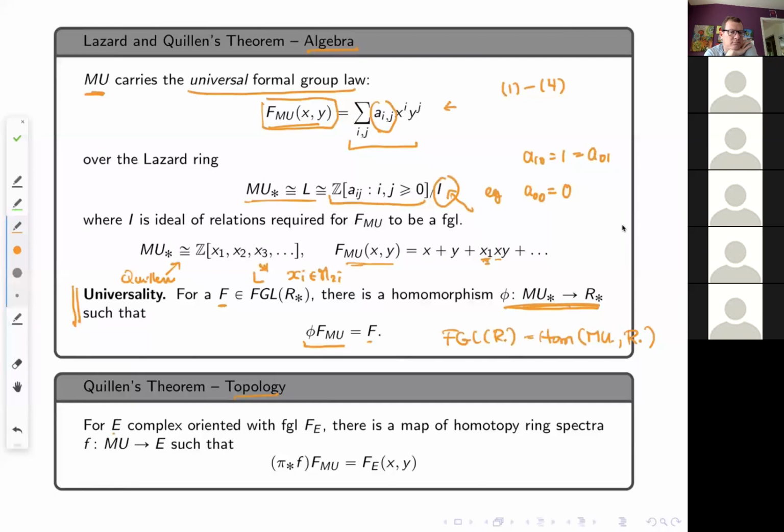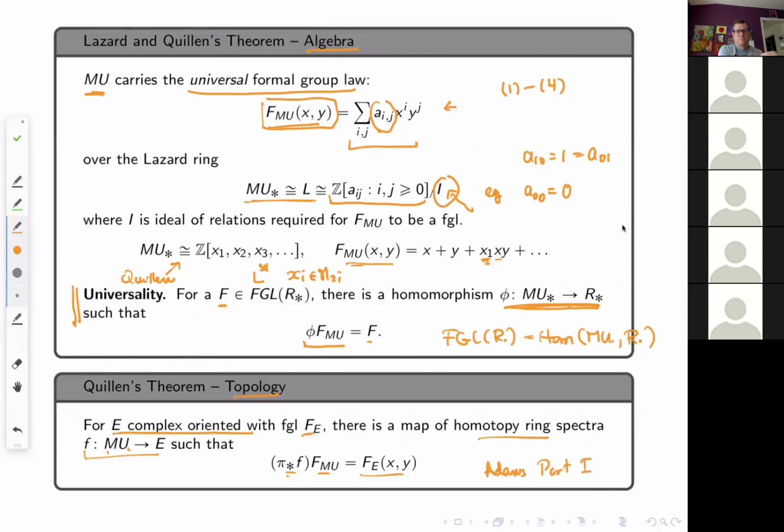So in fact, if you have a complex-oriented theory E with its formal group law F_E, then there's actually a map of homotopy rings that classifies that formal group law, in the sense that if you look at pi star of it, that's a map from MU star to E star, then you can apply that ring homomorphism to F_MU, and you'll get F_E. So you have a complex-oriented theory, it has a formal group law, that's classified by a map from MU star to E star, but that map actually came from homotopy. That's also in Adams' blue book, in part 2.